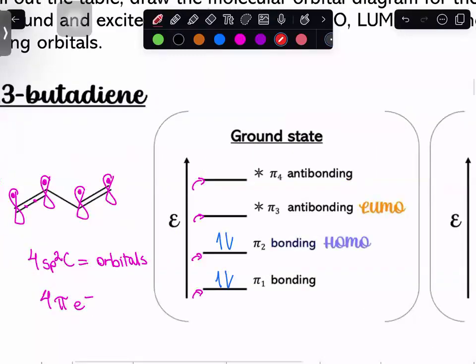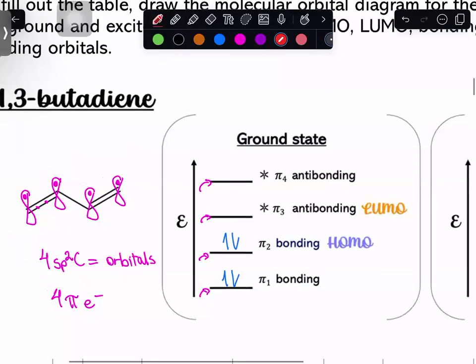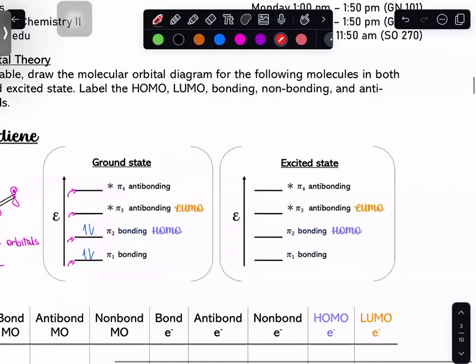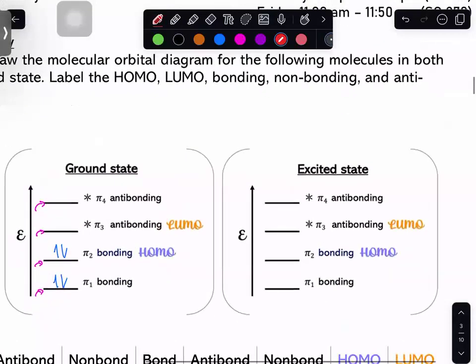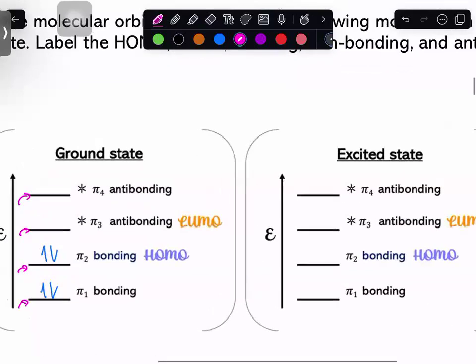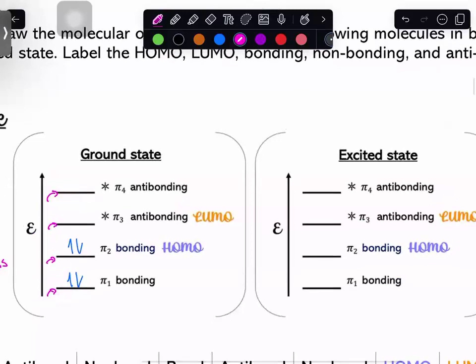Now, so far, any questions on the ground state? Pretty simple. We're just labeling things. We're drawing out our electrons. That's it. Now, all of the labels that we just had, including pi 1 through pi 4, bonding, anti-bonding, HOMO, and LUMO, are going to be transferred the exact same way in the excited state, okay? No labels are going to be changed. Now, to go from the ground to the excited state, what do you think is going to happen?